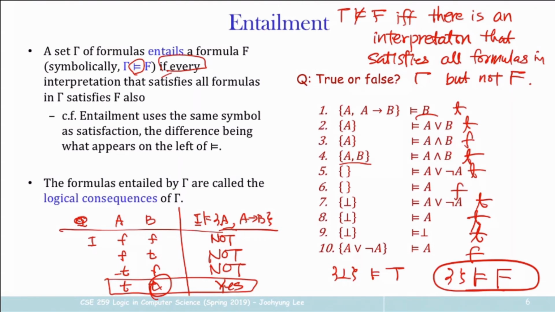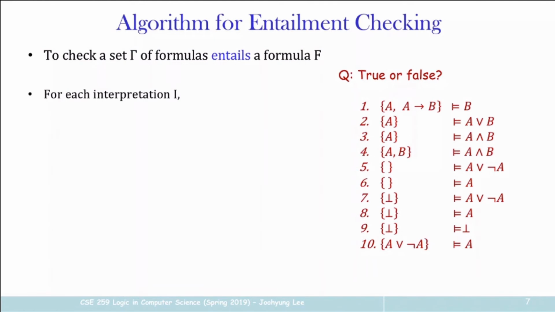And here's an algorithm to check the entailment. Okay? So to check that a set of formulas gamma entails a formula F, we already talked about this. Let me just write it in the algorithmic way. So what you do is, for each interpretation I, you see whether this I satisfies each formula G in gamma. So for each of the formulas in gamma, you have to check whether I satisfies that.